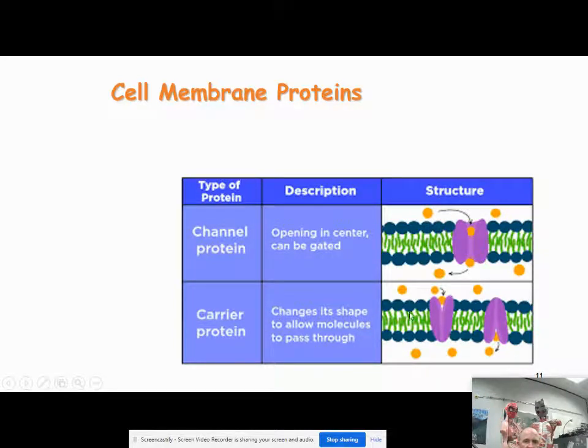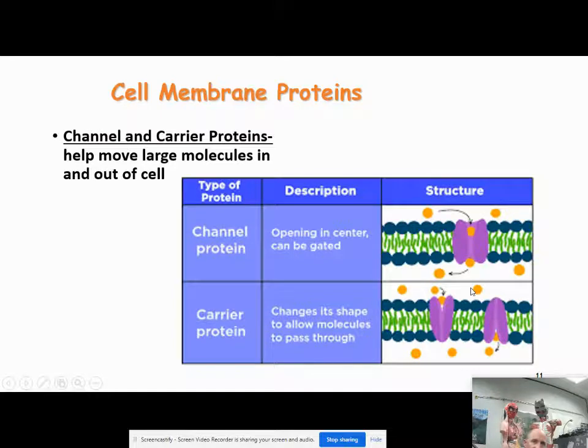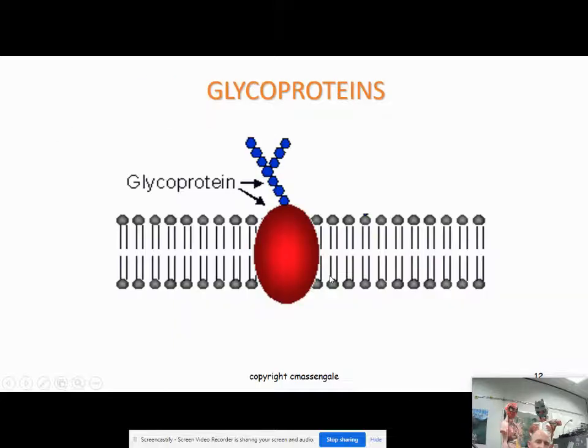Some are carrier proteins, so in this case, they might require some energy, and they actually carry molecules across to allow them to enter, or they can close and not allow them to enter. So these are truly our door keepers. So you've got channel and carrier proteins. Their job is to help move large molecules in and out of the cell. These, as we go on through the semester, are going to be very, very important. Your muscles work by allowing a sodium channel to open up. So very, very important.